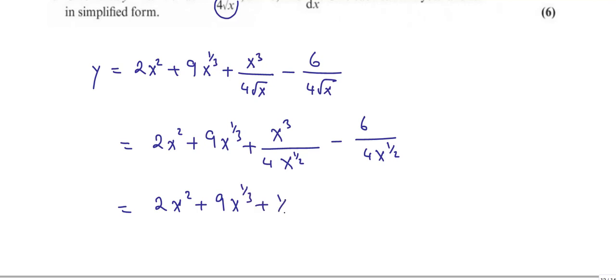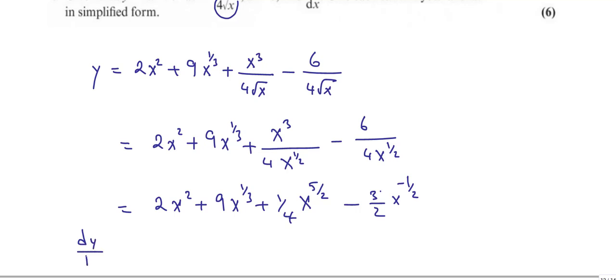Again, so y equals 2x squared plus 9x to the third. Simplify, please. How? Subtract the powers. So this is going to be x to the power 3 minus half, that's 5 over 2. Minus 6 over 4, that's 3 over 2. Bring the x up, and it will be minus half. Now it's ready to be differentiated.